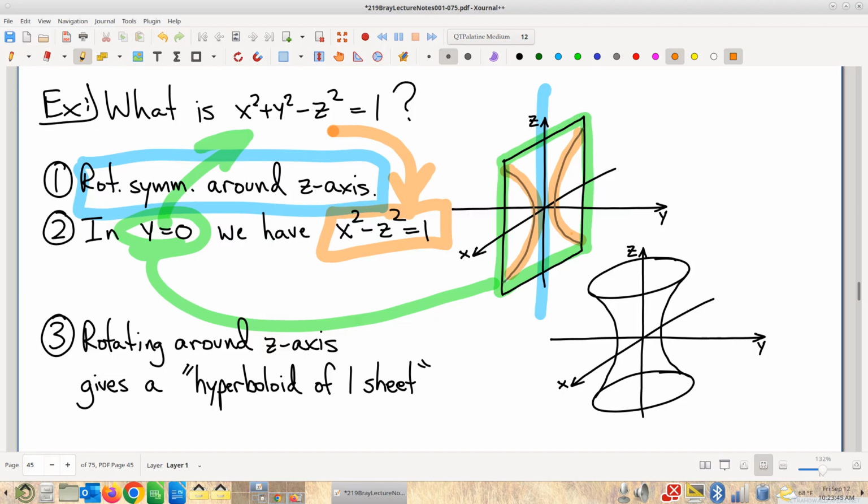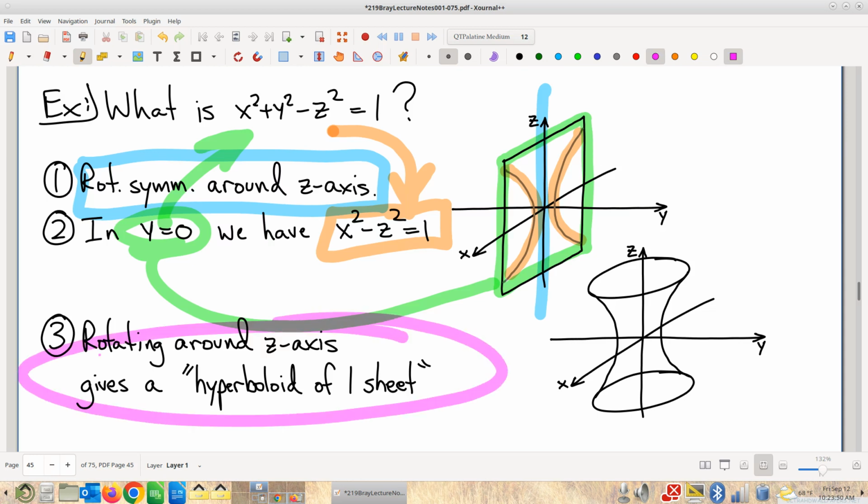Punchline being, now I know the cross section, and I can then just take that cross section and rotate it around the z-axis. I get something that looks like that. So that's what this surface looks like. It's called a hyperboloid. We're about to see momentarily that there are different kinds of hyperboloids. This one, as it turns out, has a single connected component, so we call it a hyperboloid of one sheet.